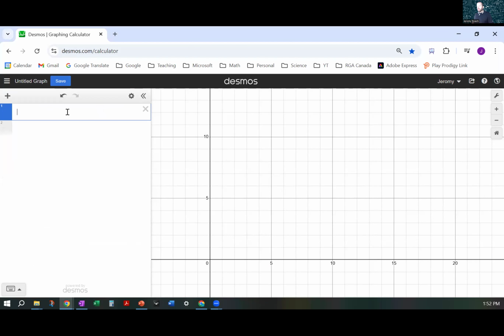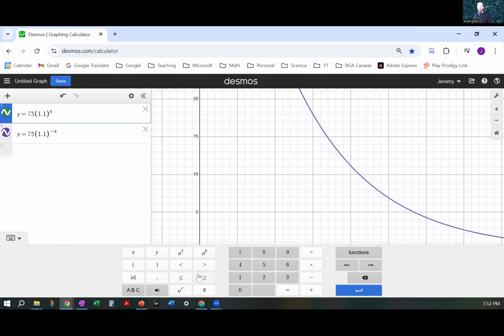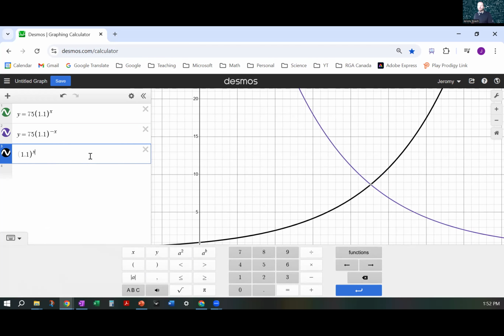I'm just going to get rid of all this. So C is 7.5 times 1.1 to the power of x. And D, very close, is 75 times 1.1 to the power of negative x. And I'm just using my keyboard. You can type all this in by going down to the keyboard here. You can do exponents by clicking, let's see, 1.1 to the power of something. That's how you do squared. If you need it to go to the power of x, you just press this button here and it brings you up to the power. And then you can type in a letter.